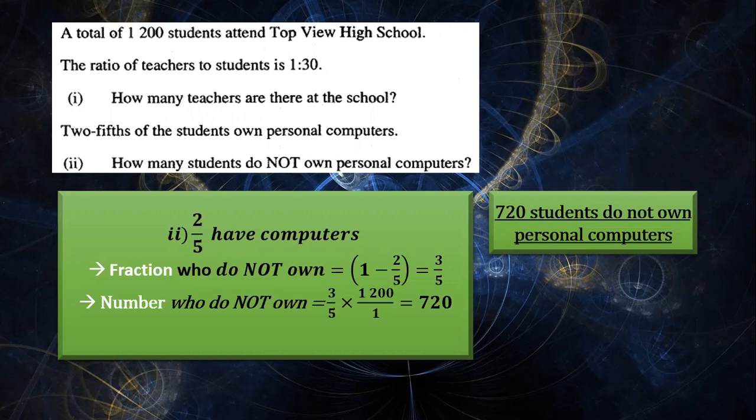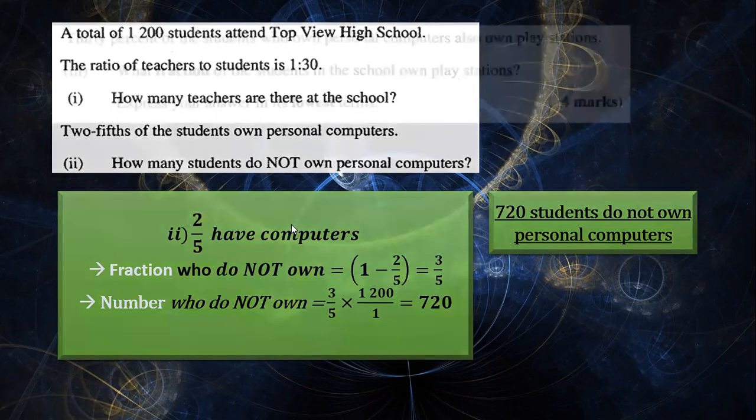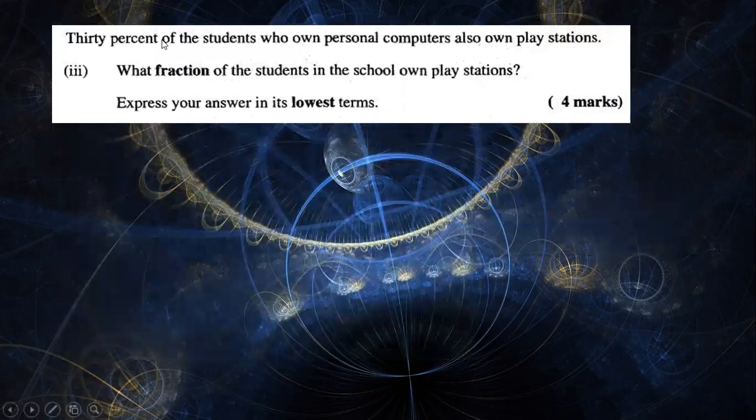All right, I hope that was understandable. Let's go on to the next question. It says 30% of students who own personal computers also own PlayStations. What fraction of the students in the school own PlayStations? Express your answer in its lowest terms.